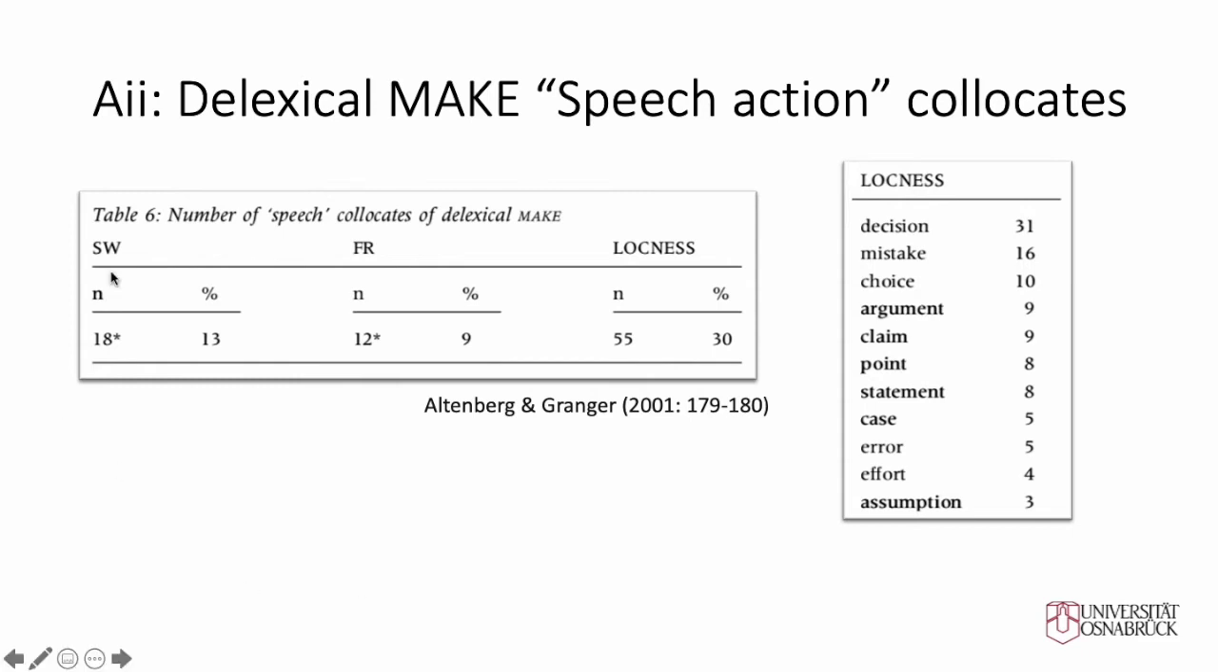We have here text produced by Swedish learners of English, text produced by French learners of English, and this is a reference corpus of text produced by English native speakers. And what we can see is the percentage of delexical make, which includes what they refer to here as speech collocates. So these are things like to make a decision, make a mistake, make a choice, an argument, a claim, and so on and so forth. And we find that for Swedish learners, 13% of delexical make are speech collocates. For French speakers, it's 9%, but for native English speakers, it's 30% of delexical make.